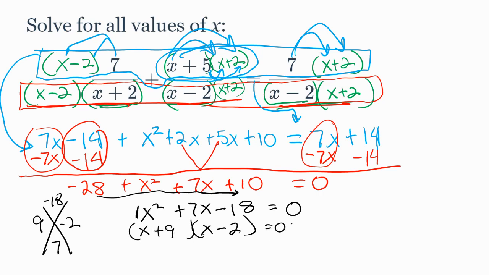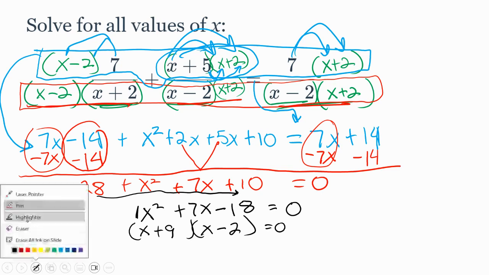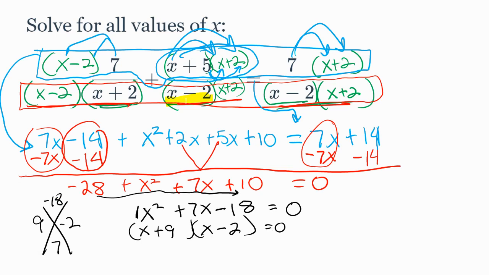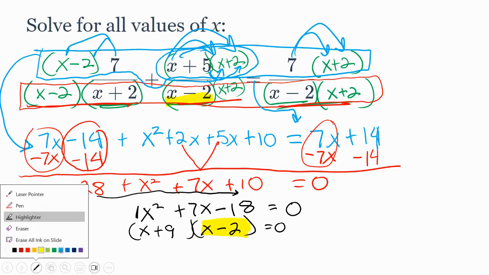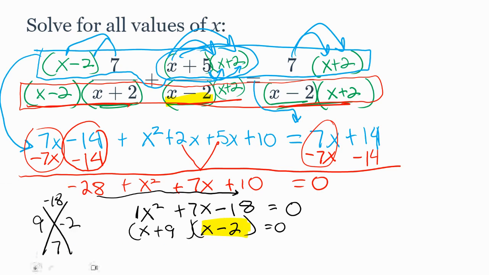So you set each one equal to 0, but I can tell you right now that we're going to have an issue because you can see that this x minus 2 was one of my denominator factors right here. So this is going to cause an extraneous solution of 2 when I get there. If any of your factors show up in a denominator, you know it's going to produce an extraneous solution.